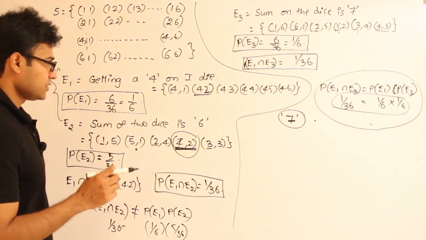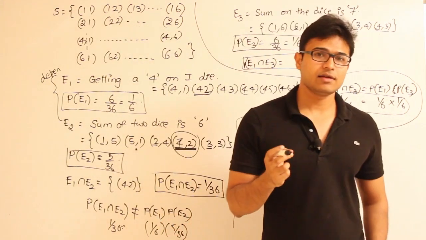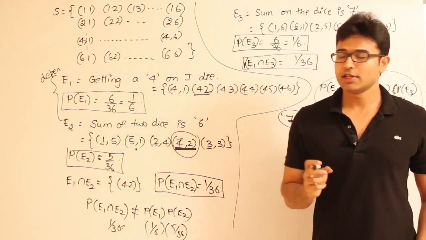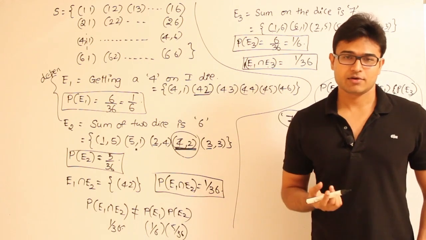Got it? So that is how, even though they are not directly saying that they are dependent or independent, you can verify these numbers, and from there you can draw the conclusion that they are dependent or independent.